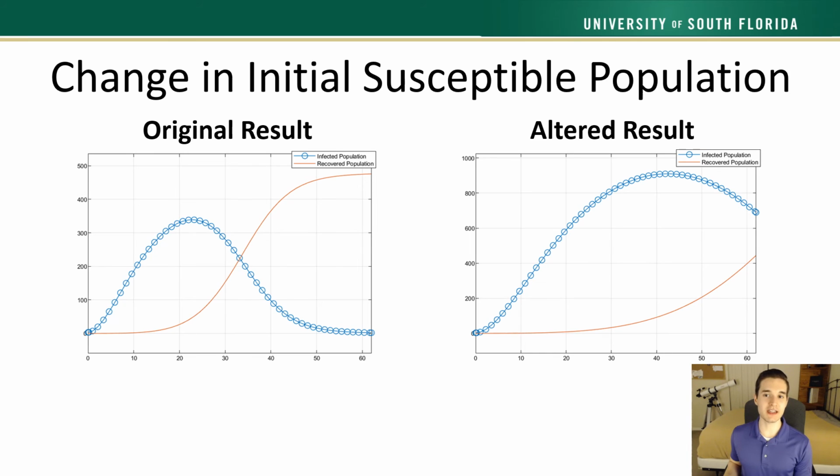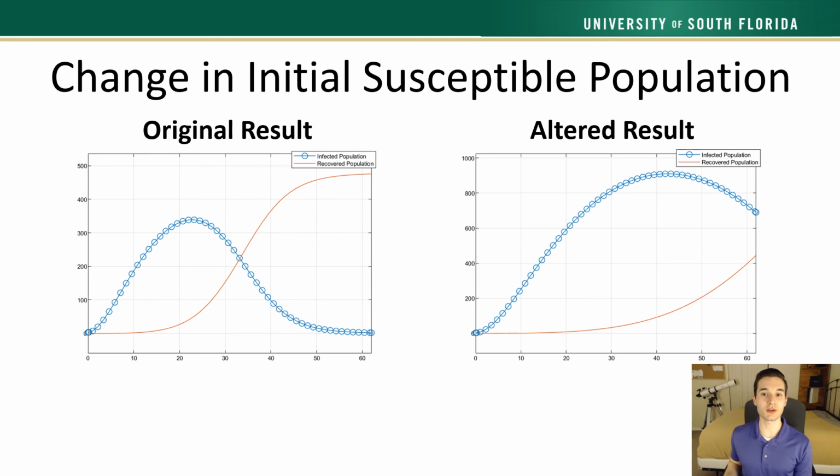For this change, the initial S population was doubled. This produces similar results in the 62 days to the doubling of the average contact rate, where the final infected population is smaller and the final recovered population is larger than the results of the previous parameter change.